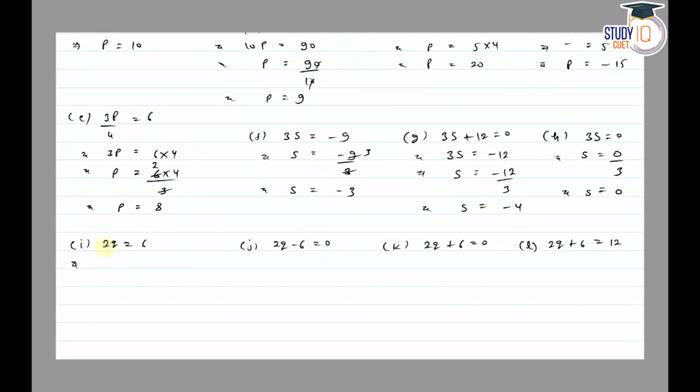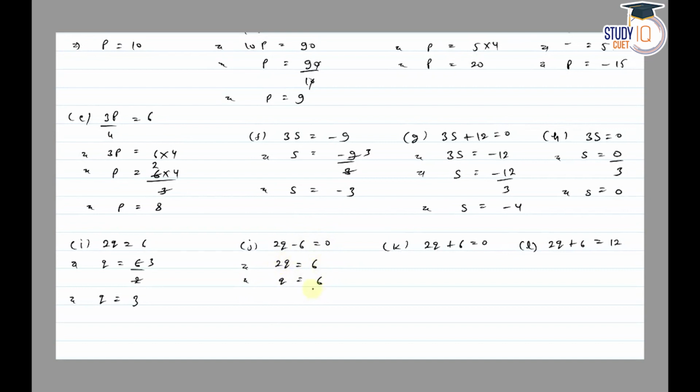So 2q में से हम 2 को इधर shift कर देंगे, so ये multiply में है तो next side divide में चल जाएगा 6 by 2. 2 से 6 cancel out हो जाएगा 3 time, so हो जाएगा q is equal to 3. Then 2q, 6 को हम इधर shift कर देंगे, so ये negative है इधर positive हो जाएगा, equal to 6. Then q is equal to 6.